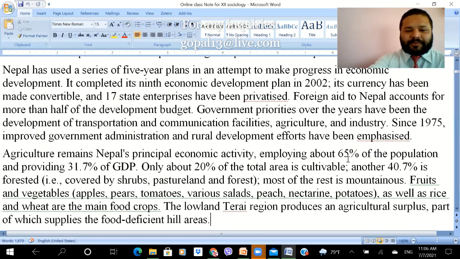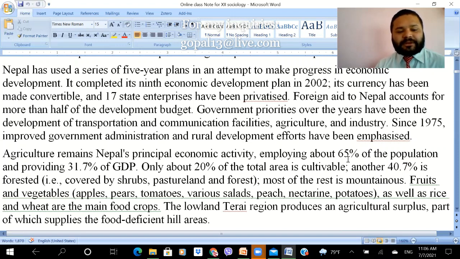Agriculture remains Nepal's principal economic activity, employing about 65% of the population, and it contributes 31.7% of GDP. What contributes? The agriculture. And then only about 20% of the total area is cultivable, another 40.7% is forested, and most of the rest is mountainous.